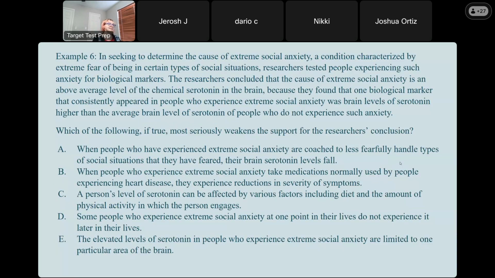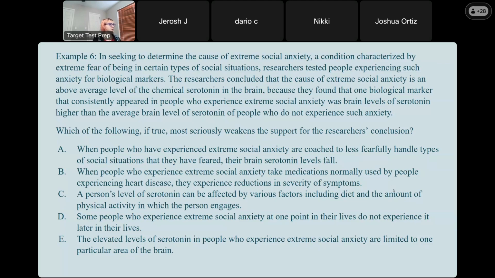A, when people who have experienced extreme social anxiety are coached to less fearfully handle types of social situations that they have feared, their brain serotonin levels fall. So, what this example is saying is that when people are coached to overcome their social anxiety through therapy, then their levels of serotonin fall, which implies that the opposite relation to the stated relationship is true. Sequencing error, it's called. So, as in this case, their extreme social anxiety might be causing their brain serotonin levels to be higher as opposed to the serotonin levels causing their extreme social anxiety. So this one does weaken the argument.